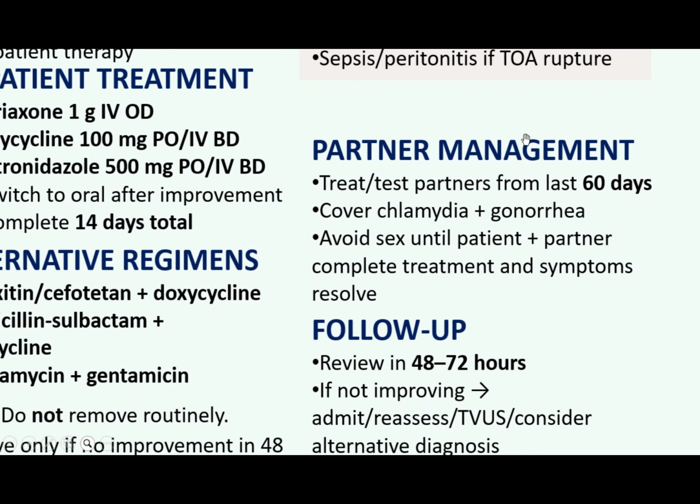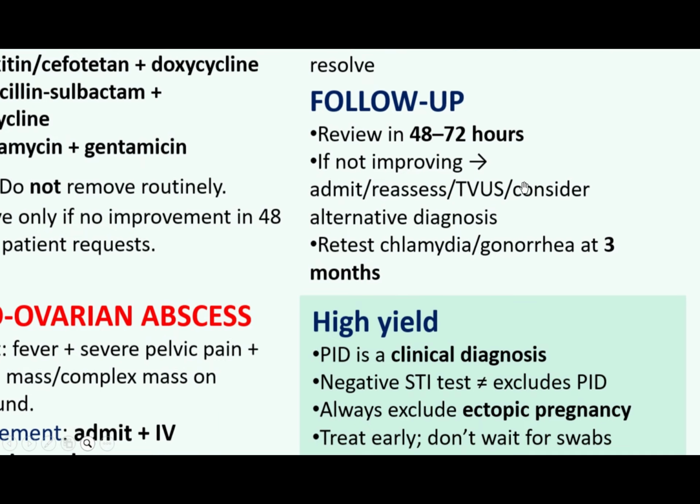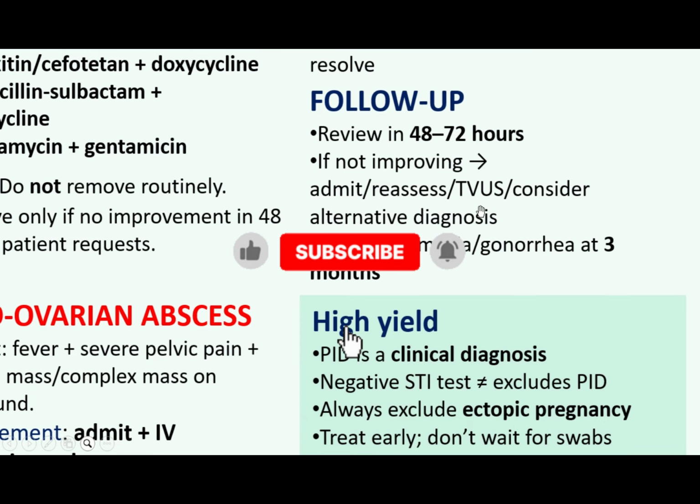So for partner management, you want to treat and test partners from the last 60 days, and you want to cover for chlamydia and gonorrhoea. You want to avoid sex until the patient and partner recover completely and the symptoms resolve. So for the follow-up, you want to review in 48 to 72 hours. If they're not improving, you want to admit, reassess, and then consider an alternative diagnosis. And then we test for chlamydia and gonorrhoea at 3 months.